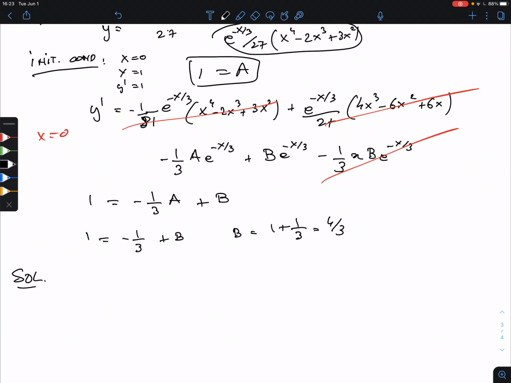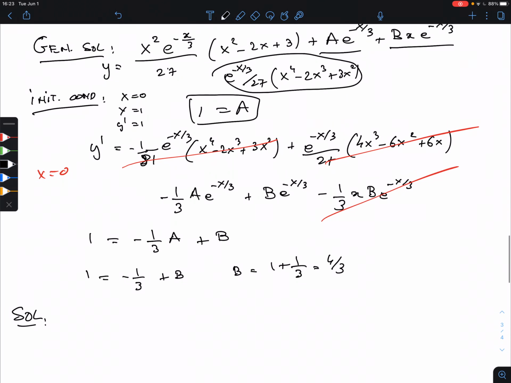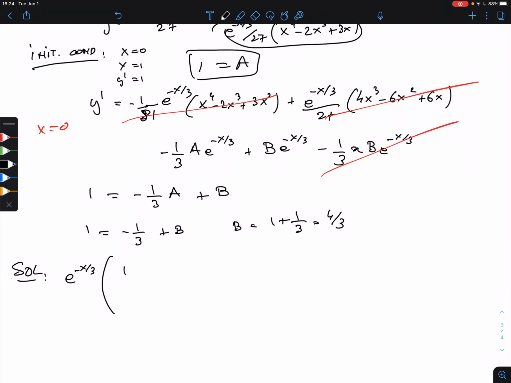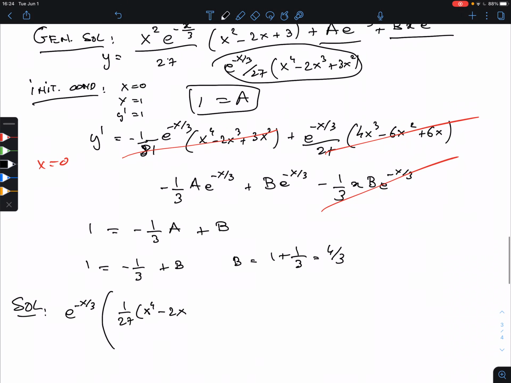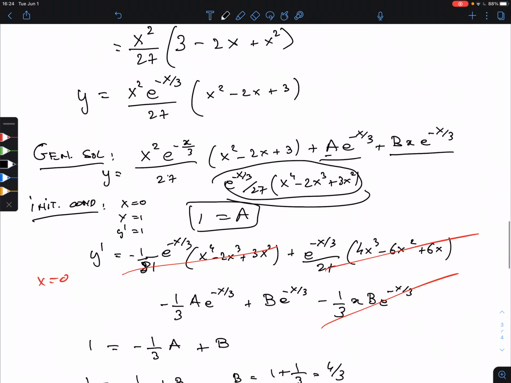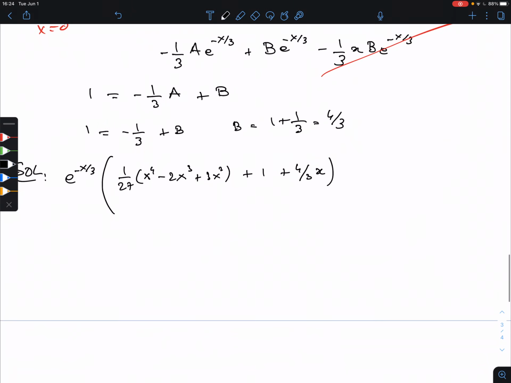So our solution is okay. Since I have now factored out e, I'm going to factor out e to the minus x cubed. As I said, there are so many ways that you can write this. But I'm going to write it this way: 1/27 x to the 4th minus 2x cubed plus 3x squared, right? So that is this one here, but I factor out e to the minus x cubed. Then I have the a, which was 1, plus 1. And then the b was plus 4/3 x. That was b. And so here we have this a and the bx, after we factor out e to the minus x cubed.